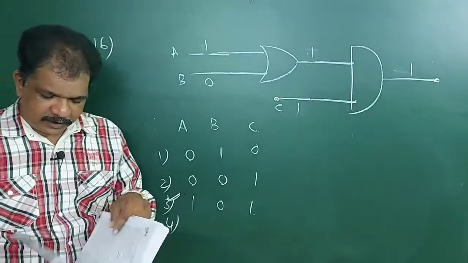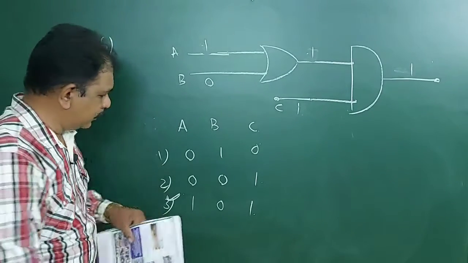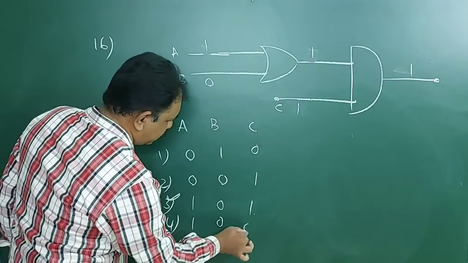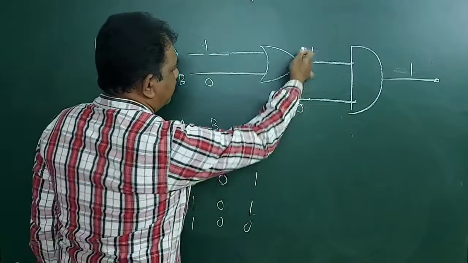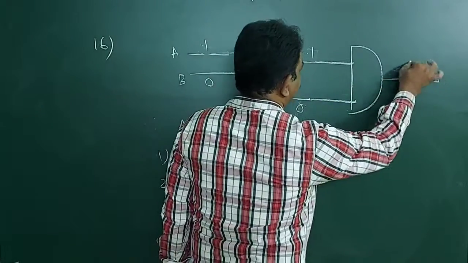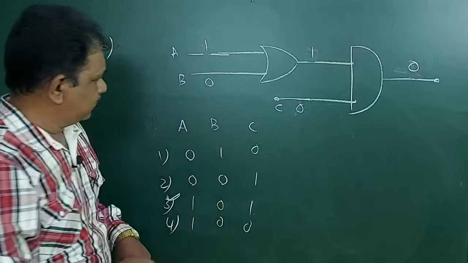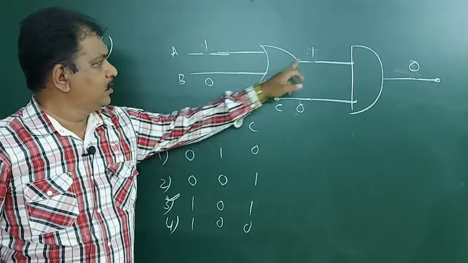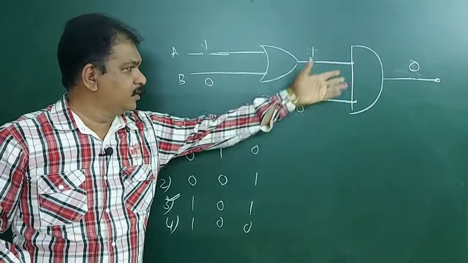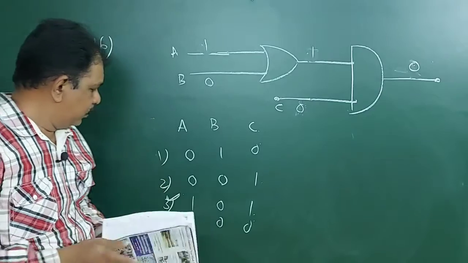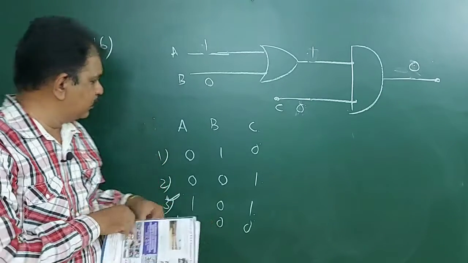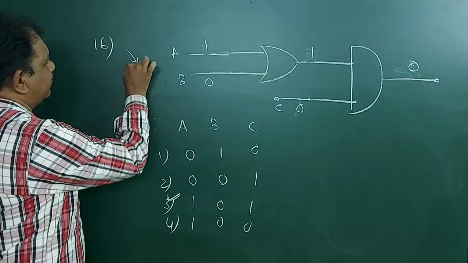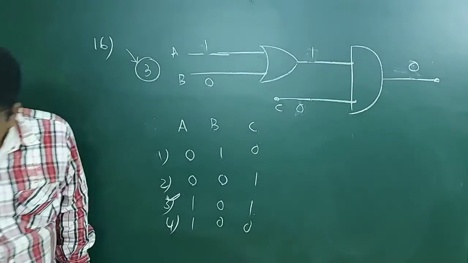Fourth, if you check 1, 0, 0. Since it is 0, with 1, 0 again it becomes 0. For 1, 0, 0, the 1, 0 output will be 1, and then 1, 0 output will be 0. So the third will be the correct answer. The 16th question will be the third option.